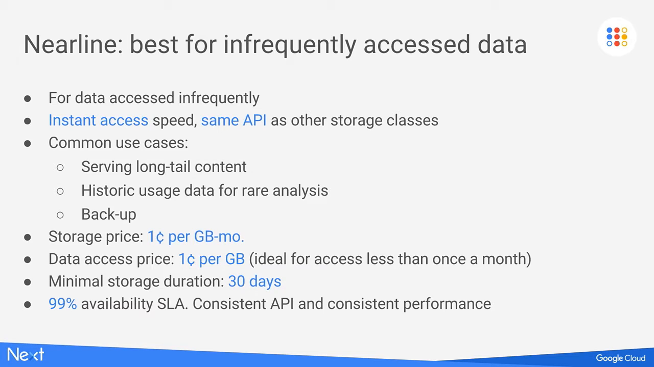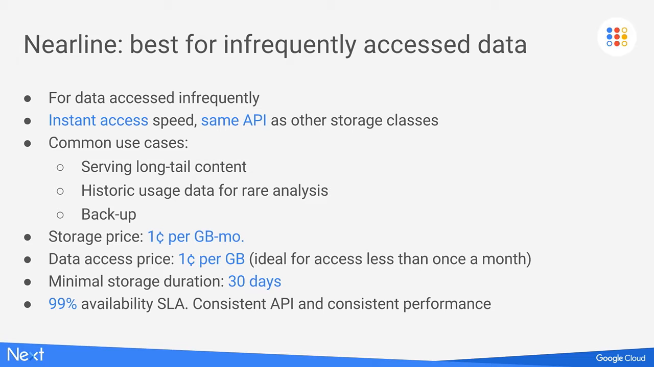So some typical examples include storing historical data and then maybe analyzing the data in the future. Sometimes you don't know how the data might end up being useful for you in the future, so you want to keep it around and still probably have low latency and some chances to access the data in the future. Customers also use Nearline to serve long-tail content.